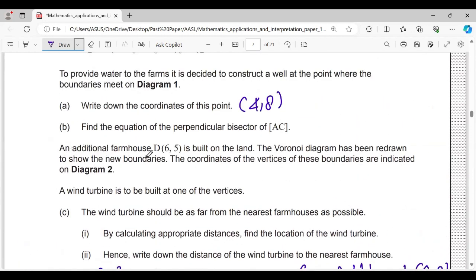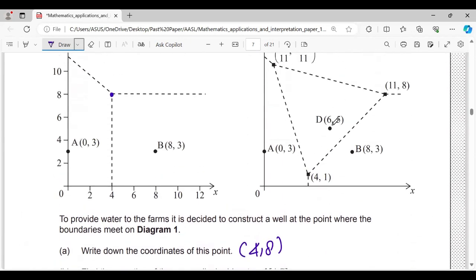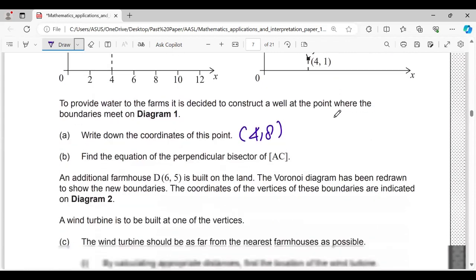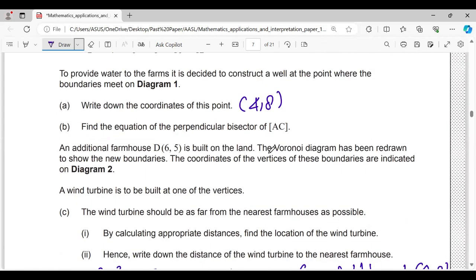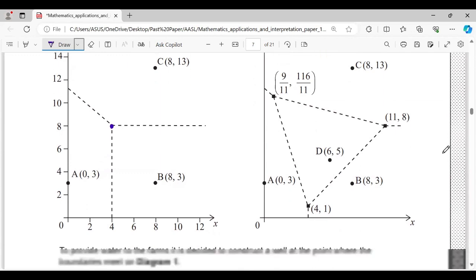And additional house D (6, 5), which one? Oh, this one is built on the land. The Voronoi diagram has been drawn to show the new boundaries. The coordinates of the vertices of these boundaries are indicated on diagram 2. So we are going to look at diagram 2.